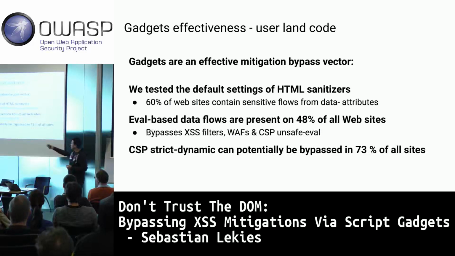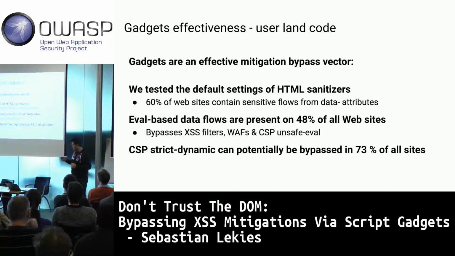As a second step, we then looked at XSS filters and WAFs and CSP unsafe eval, and we just wanted to know how many eval-based data flows there are in websites. And about every second website has a data flow from the DOM into eval.